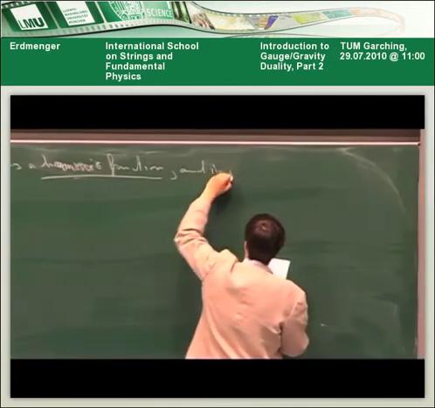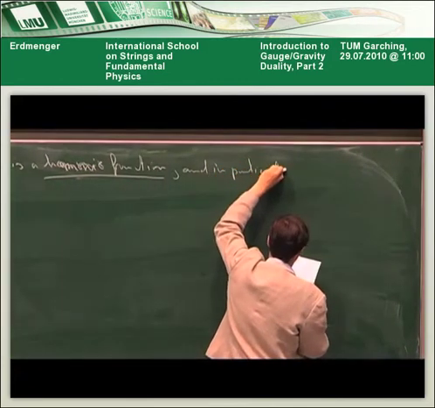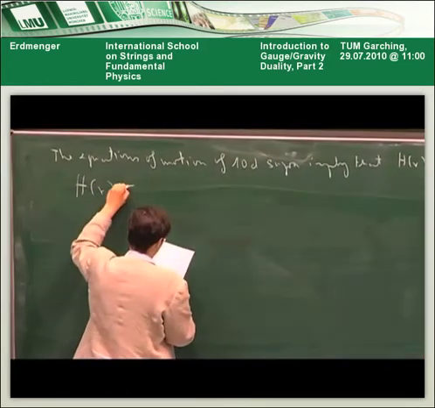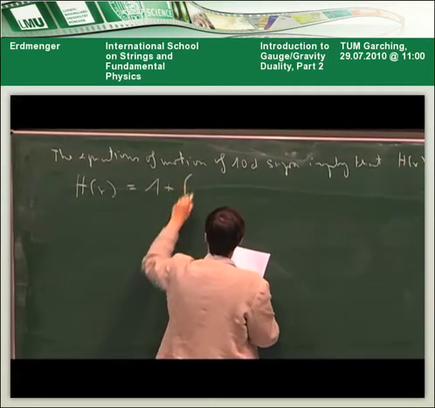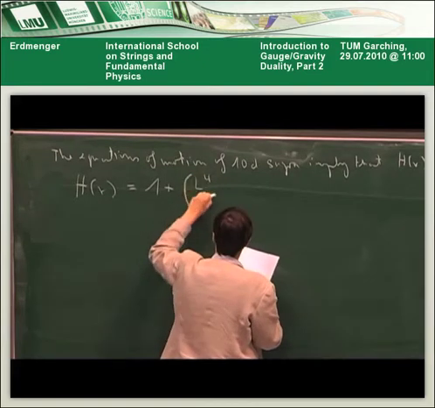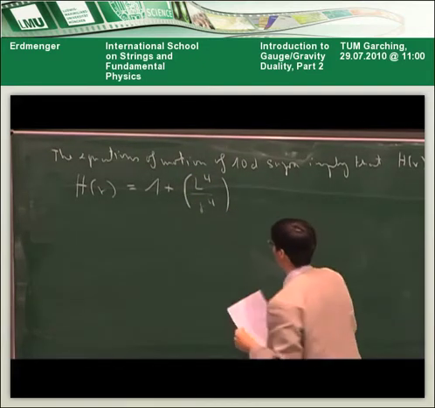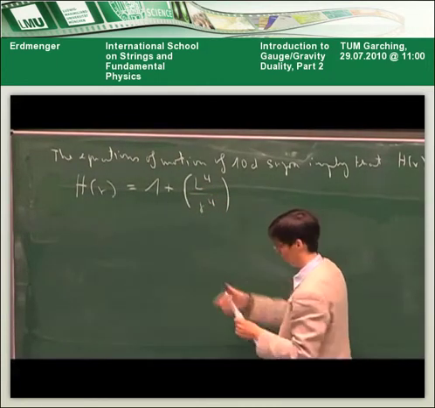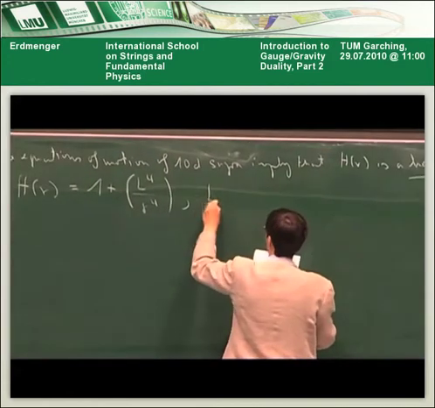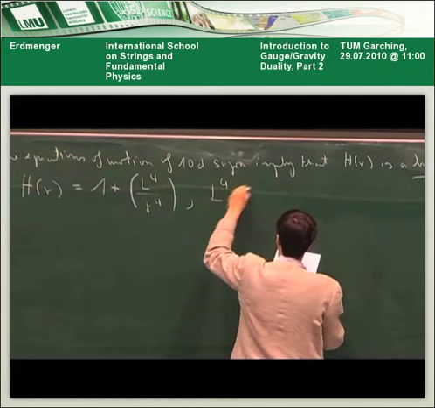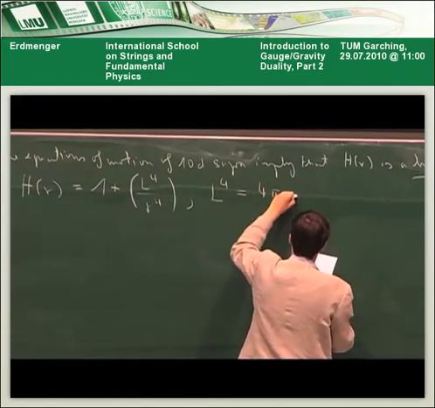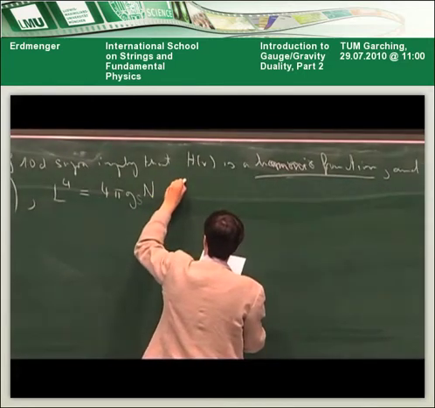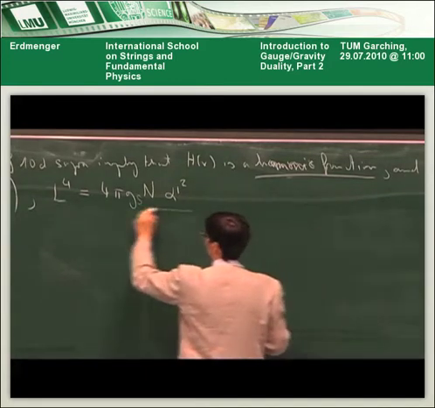And in particular, we find that h of r has to be 1 plus L to the fourth over r to the fourth. Here r is the radial variable which I defined above, and we have a length L to make it dimensionless. But actually, it will turn out that L to the fourth is related again to the string coupling, the number of branes, and then alpha prime squared. So that's a very important relation here.